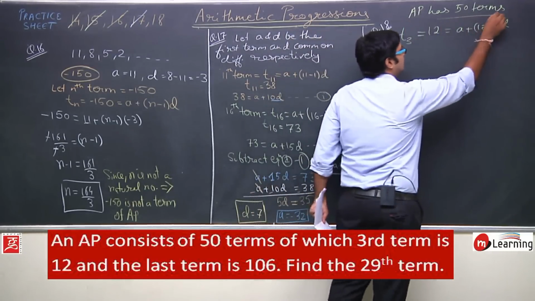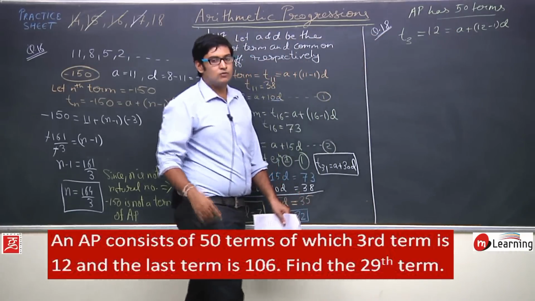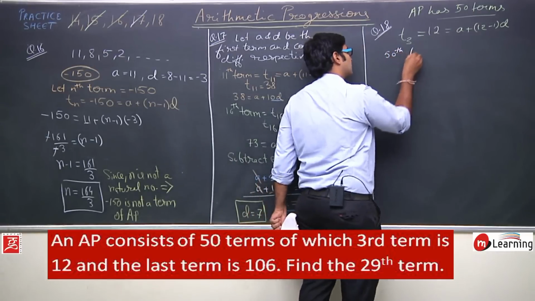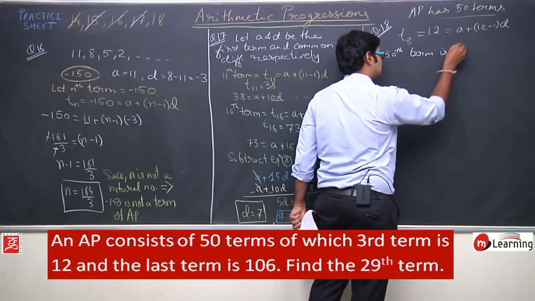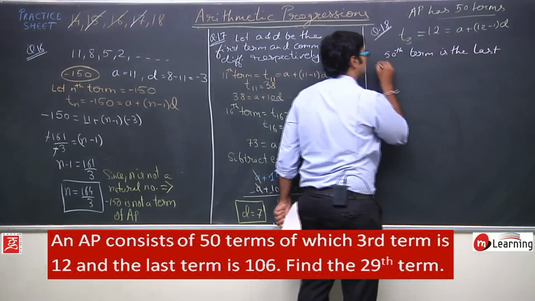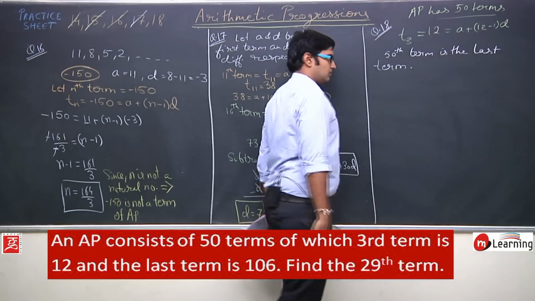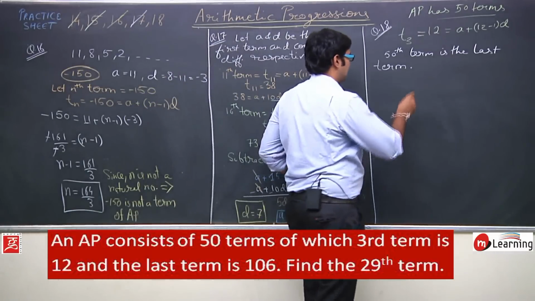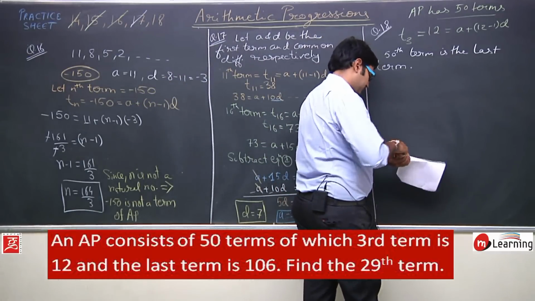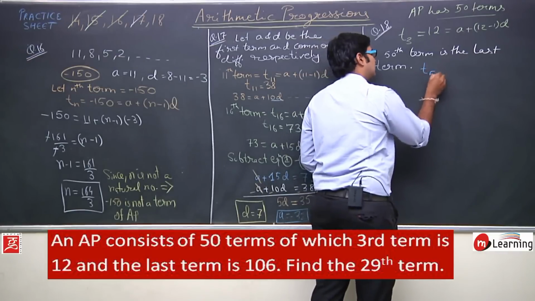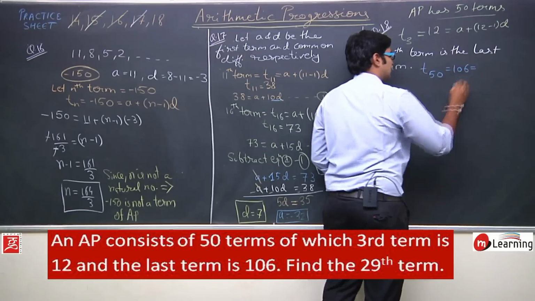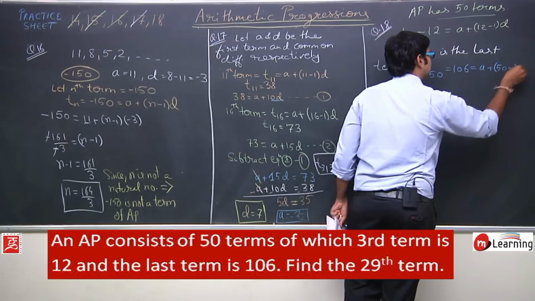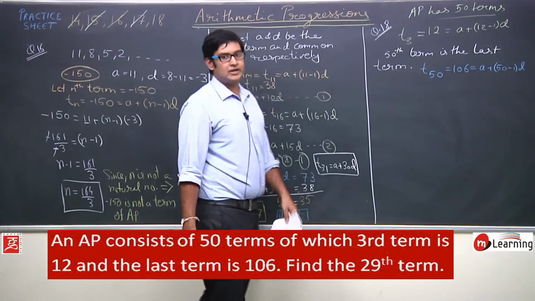Now if the AP has 50 terms, what will be the last term? I will say the 50th term is the last term. The 50th term of this AP will be the last term. So the 50th term, T50, is given as 106. Now can I write it as A plus 50 minus 1 into D? Okay, A plus 50 minus 1 into D.